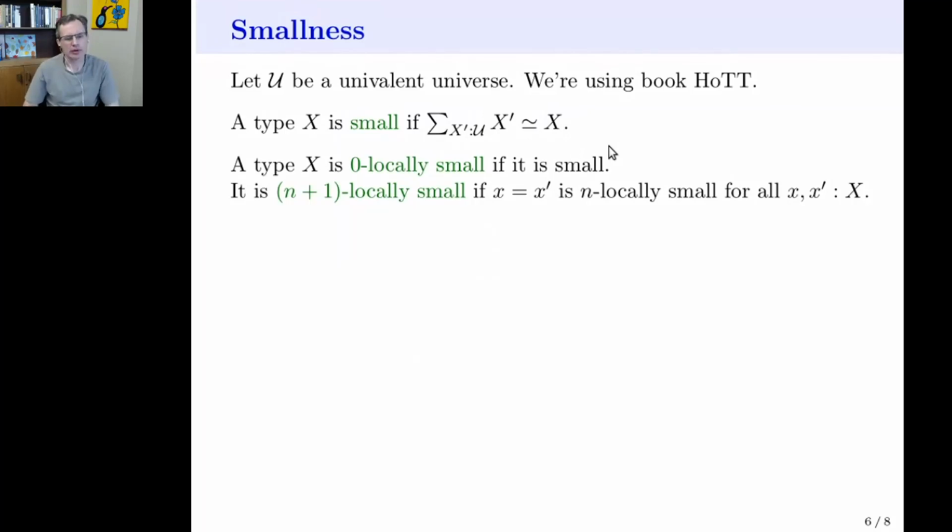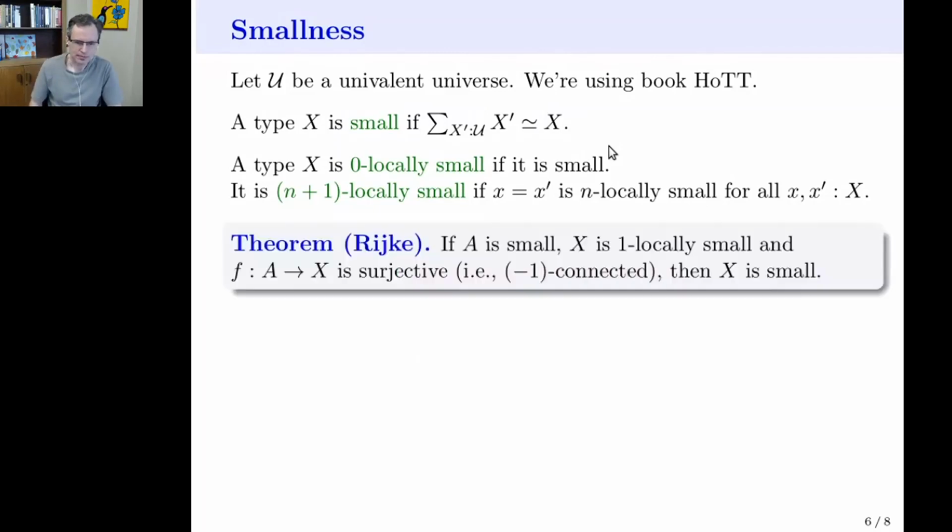Then we say that a type is 0 locally small. That just means the same as small, but it gives us the first step in an inductive definition. And a type is n+1 locally small if all of its identity types are n locally small. So in particular, a 1 locally small type is a type all of whose identity types are small. And that's sometimes just called a locally small type.